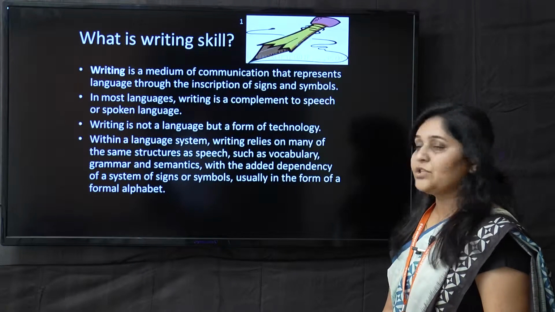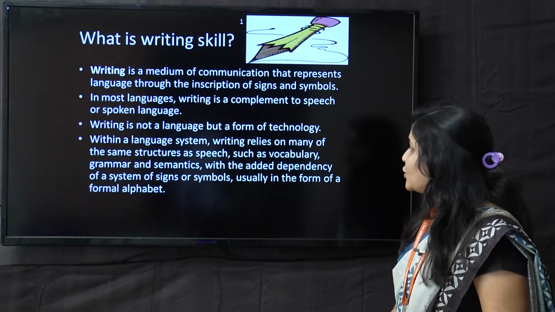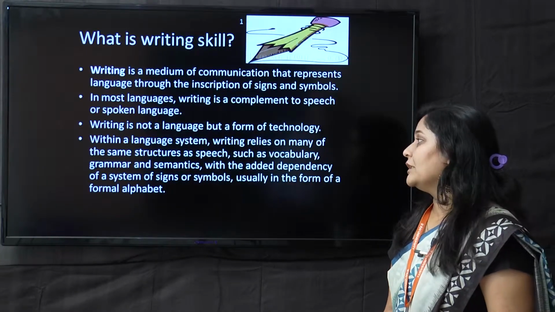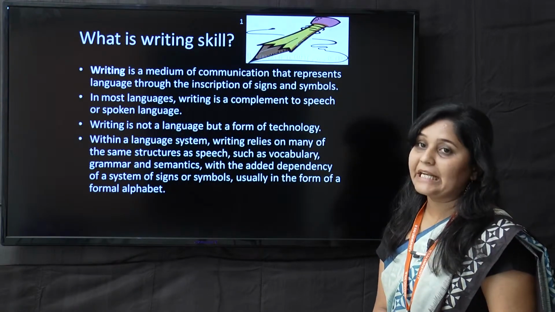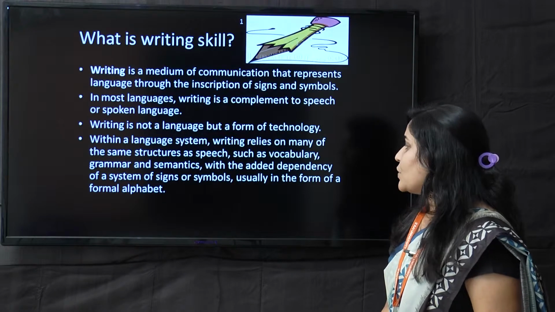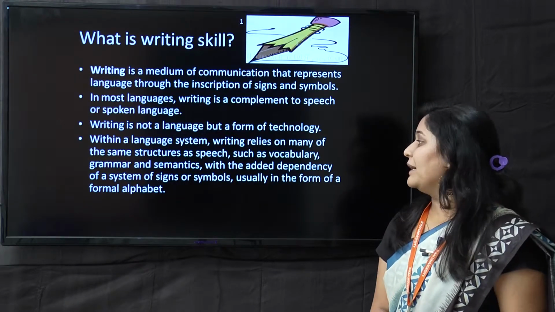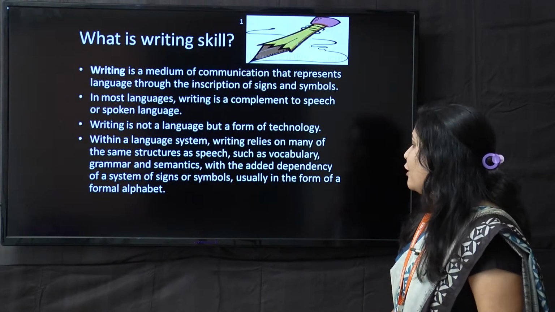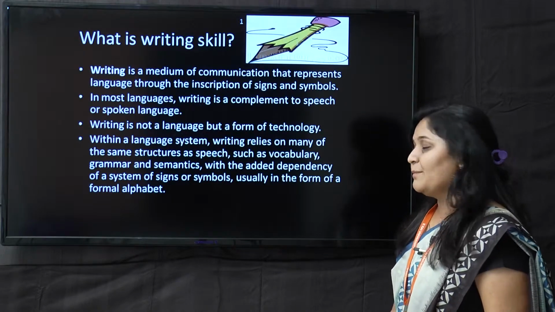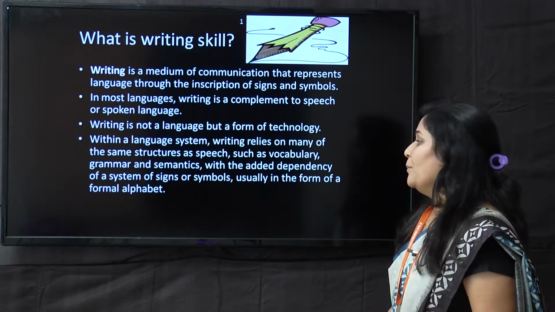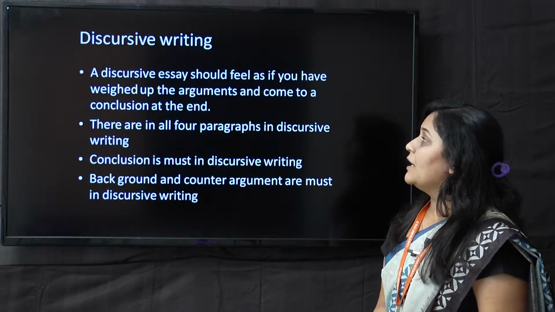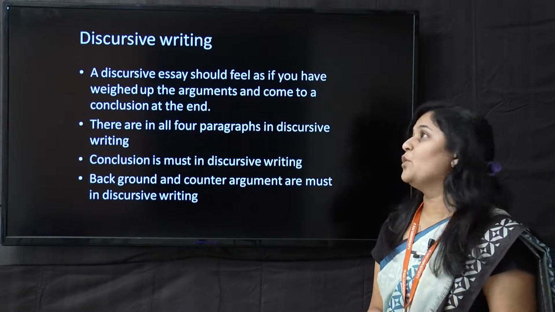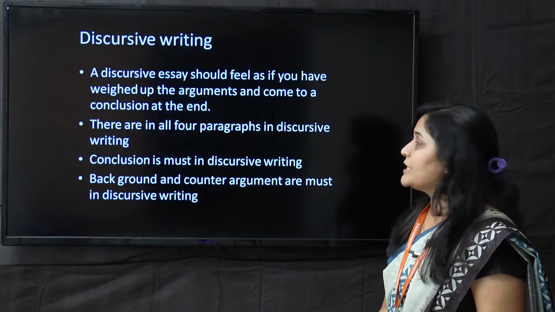Within a language system, writing relies on many of the same structures as speech, such as vocabulary, grammar and semantics, with the added dependency of a system of signs or symbols, usually in the form of a formal alphabet. So we can say, these are writing skills. We'll go for first discursive writing.